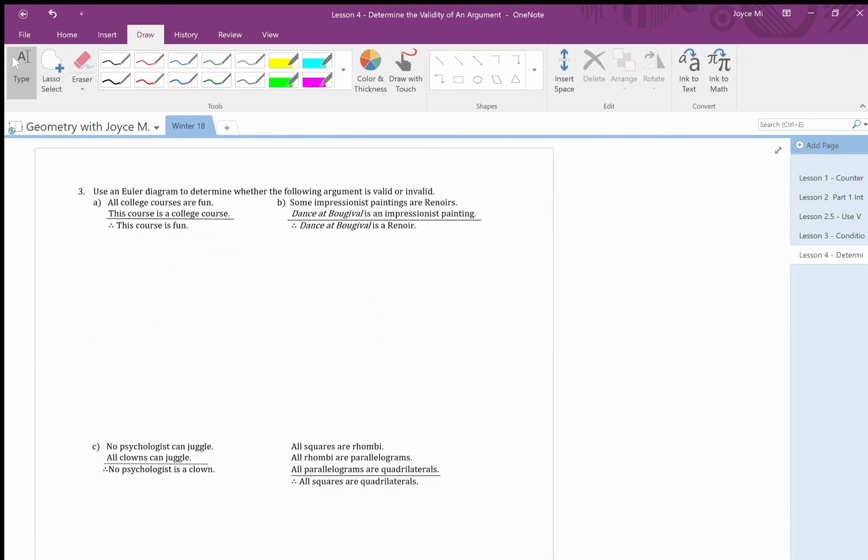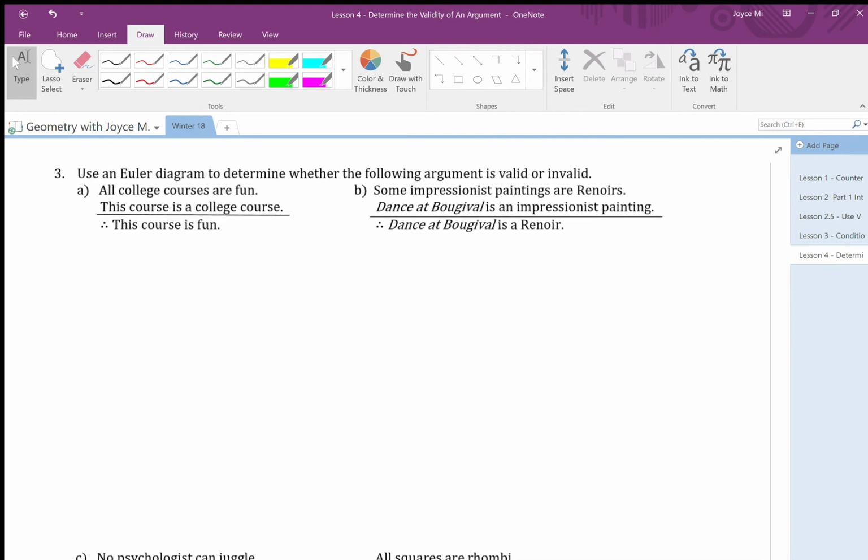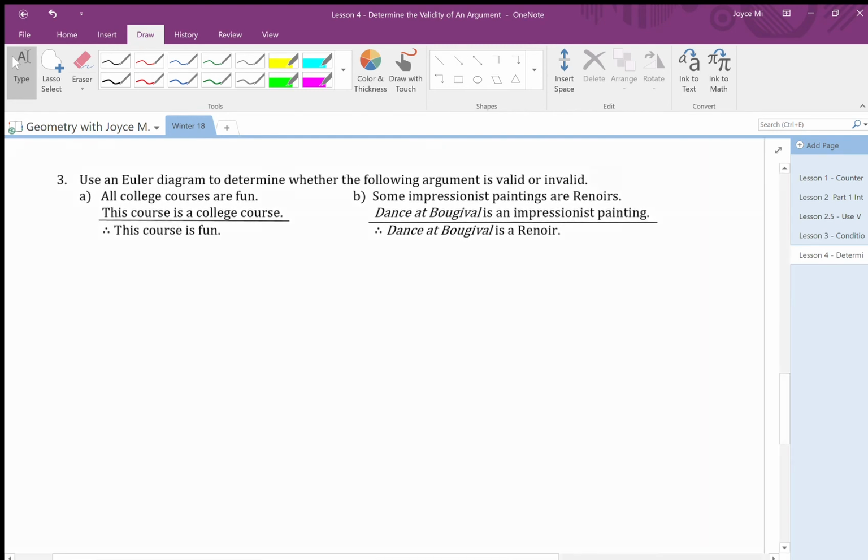In the next question, we're going to use Euler's diagram to determine whether the argument is valid or not. I'm going to do 2 of them here. Okay, so part A: all college courses are fun, and this course is a college course. So I'm talking about college courses, I'm talking about fun stuff, and I'm also talking about this course.